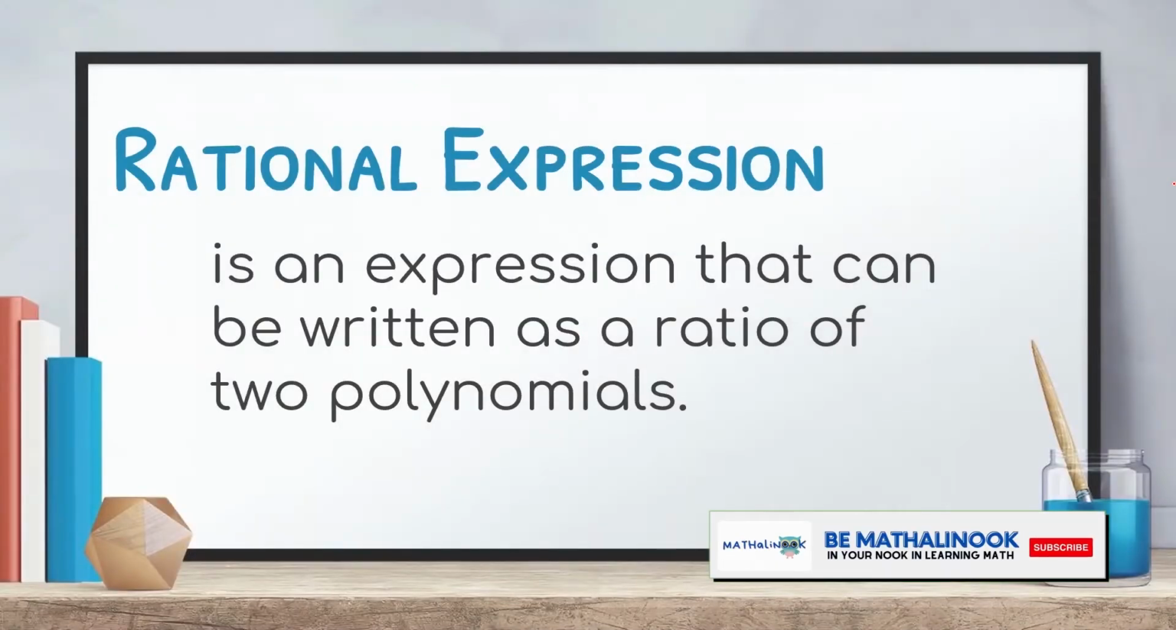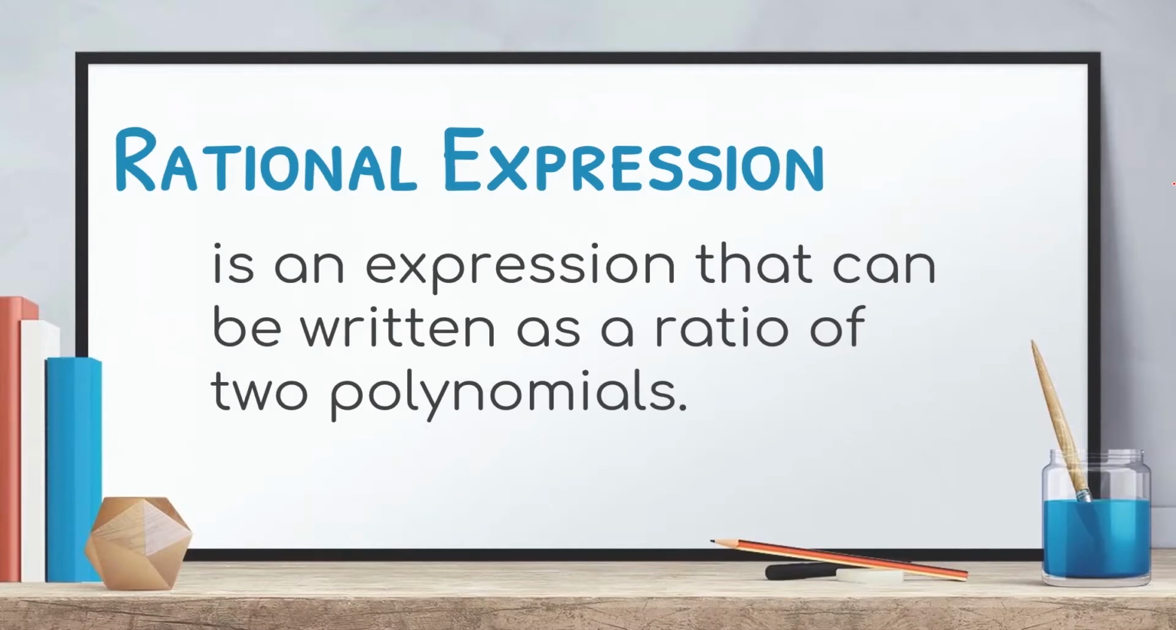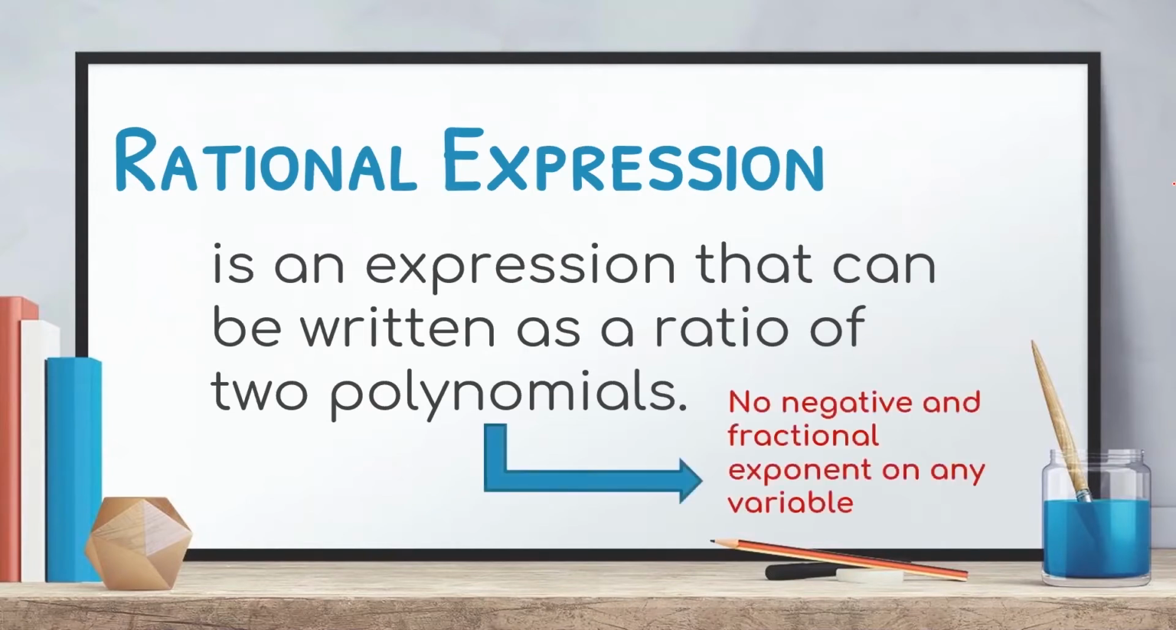Rational expression. Rational expression is an expression that can be written as a ratio of two polynomials. Therefore, for an expression to be a rational expression, both the numerator and denominator should be polynomials. Recall that a polynomial is an algebraic expression with no negative exponent nor fractional exponent on any variable. Hence, if any of the numerator or denominator has negative or fractional exponent, the expression will not be a rational expression.